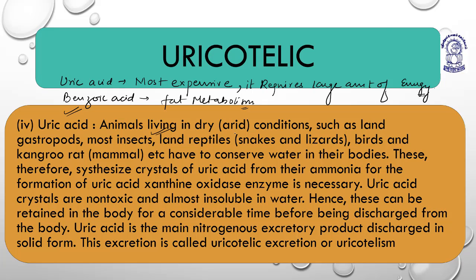Animals living in dry or arid conditions, such as land gastropods, most insects, land reptiles, snakes and lizards, birds, and the kangaroo rat, a mammal, have to conserve water in their bodies. These therefore synthesize crystals of uric acid from their ammonia. For the formation of uric acid, the xanthine oxidase enzyme is needed.